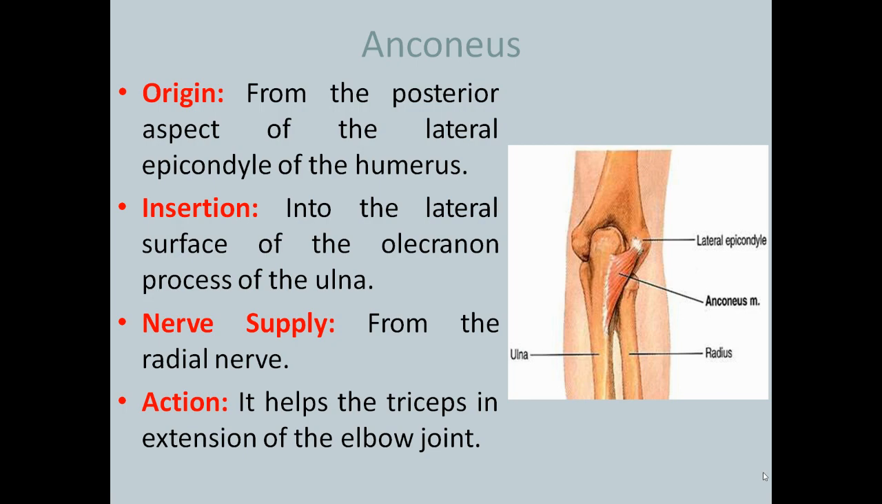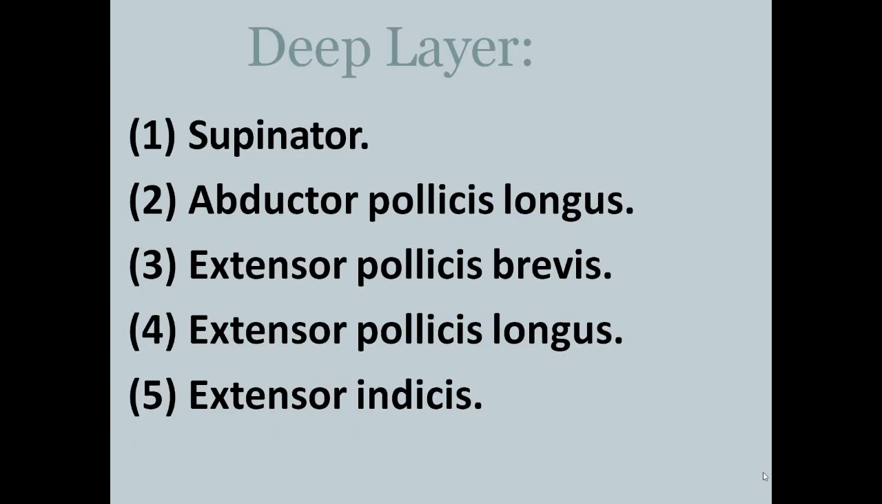Now we will see the anconeus muscle. It is a very small muscle among all these muscles, and it takes origin from the posterior aspect of the lateral epicondyle of the humerus, and it will insert into the lateral surface of the olecranon process of the ulna. It is innervated by the radial nerve, and the action is that it helps the triceps in the extension of the elbow joint.